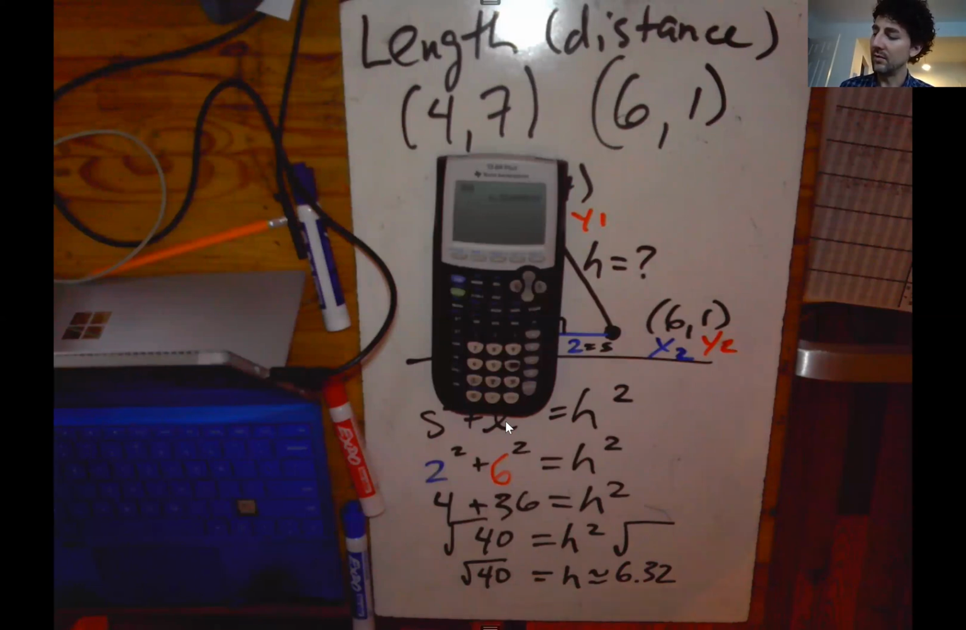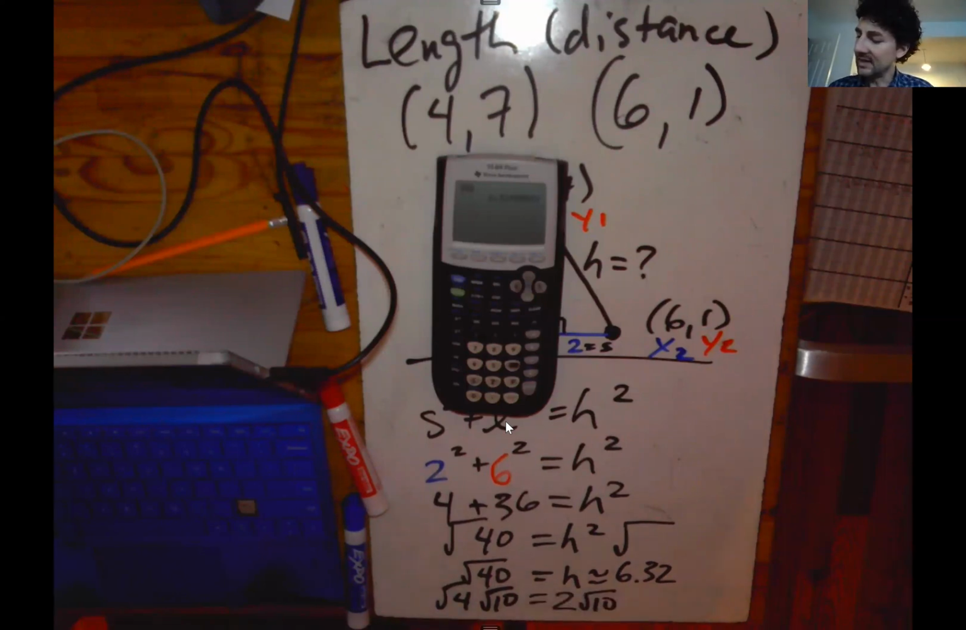So 40 divides by 4. It doesn't divide by 9, it doesn't divide by 16, it doesn't divide by 25, it doesn't divide by 36, but it does divide by 4. So I can rewrite this as the square root of 4 times the square root of 10. Then you know that the square root of 4 is 2. So you can write this as 2 radical 10.